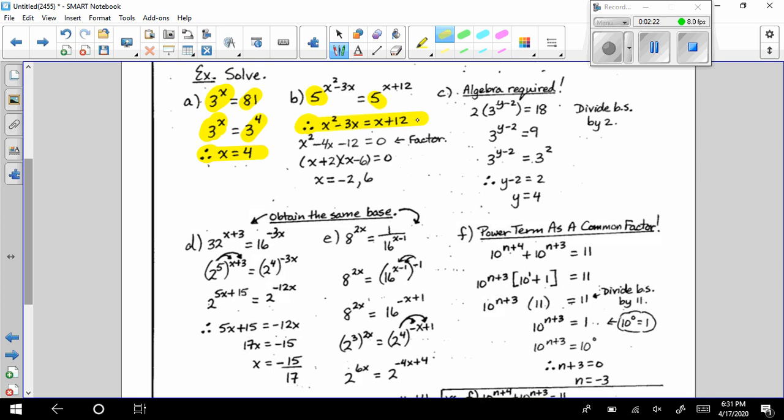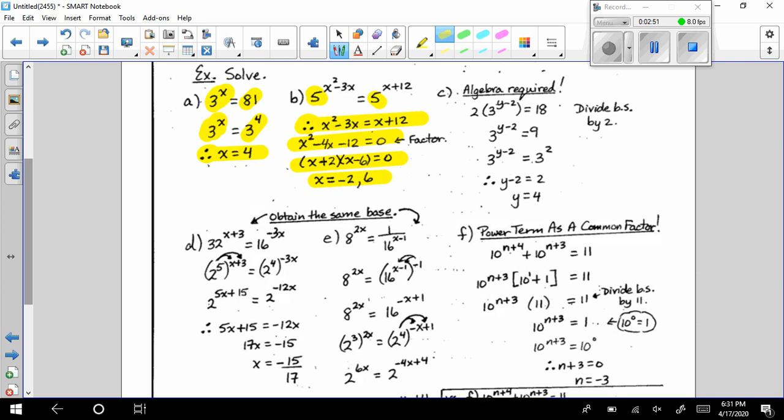I have set this equation equal to 0 in the next step. It gives me a trinomial on the left-hand side, and I factored it to get x plus 2 times x minus 6 equals 0. And the two values of x that make that equation true are negative 2 and positive 6. So there are two answers when you encounter a quadratic in these kinds of questions, and it's factorable in this way.